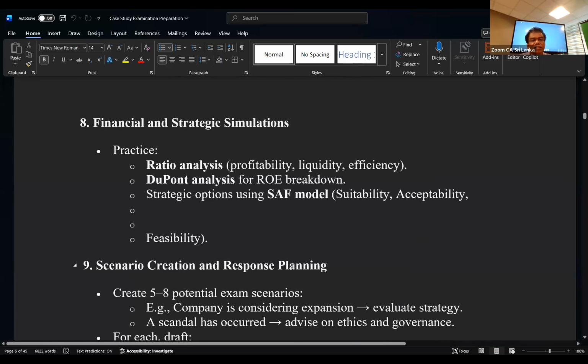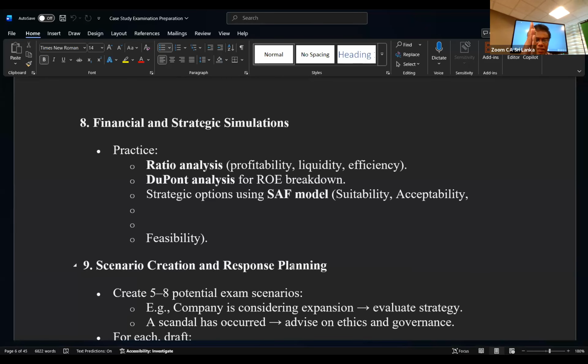Financial and strategic simulation, ratio analysis: profitability, liquidity, efficiency. Then there is the DuPont analysis. Do you know what a DuPont analysis is? What is it used for? Do you have an idea about it?